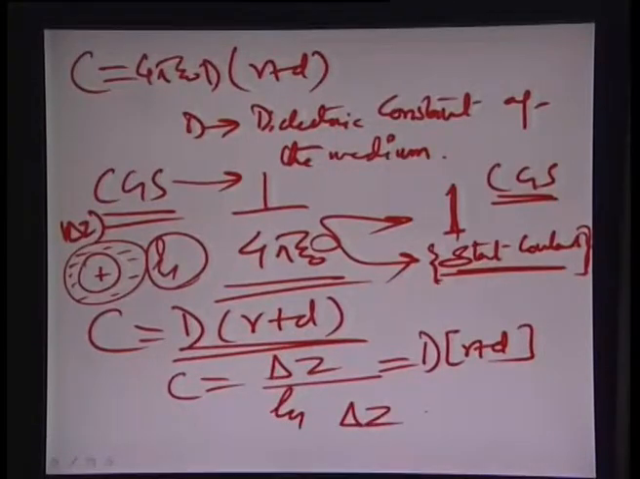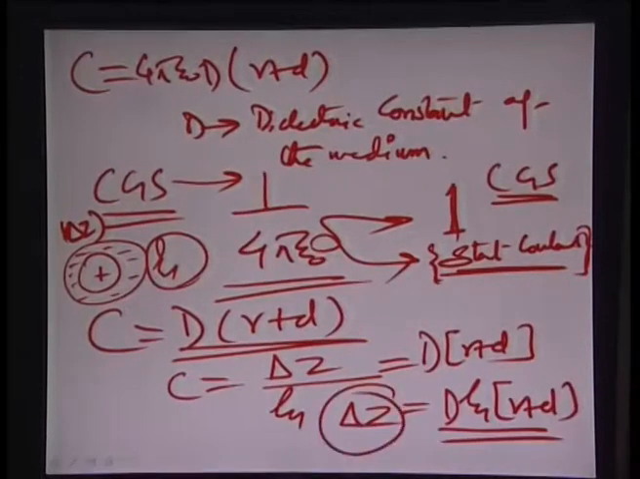And so the delta z in this case is nothing but D zeta times r plus d. That's how you define the additional charge that a particle takes up by formation of this counter ionic cloud in a particular solution.